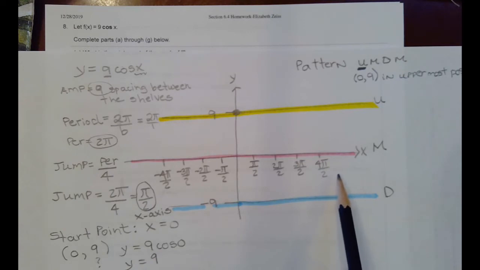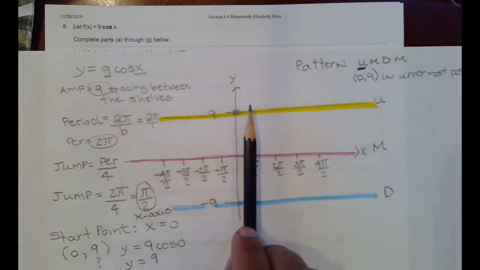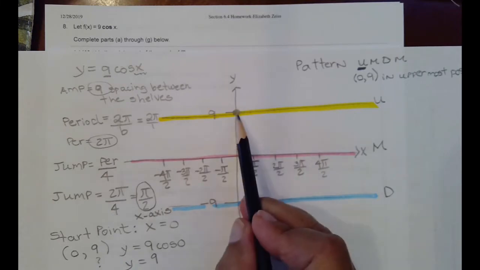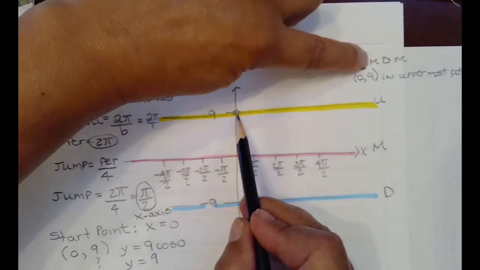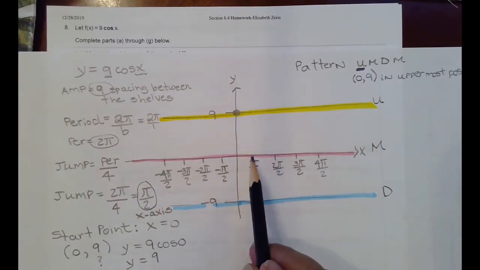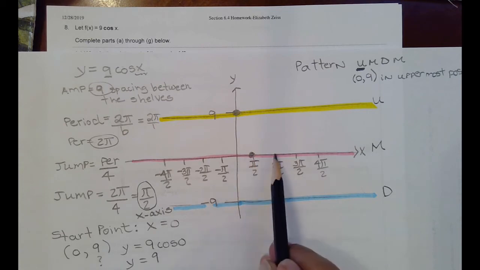Slide over pi over 2 again, but go to the level that the pattern suggests. You're going to go to the downmost level, so right there. Slide over pi over 2, and now it says that I should go back up to the middle level. Okay, now even at this point, you don't really need to use the pattern anymore.